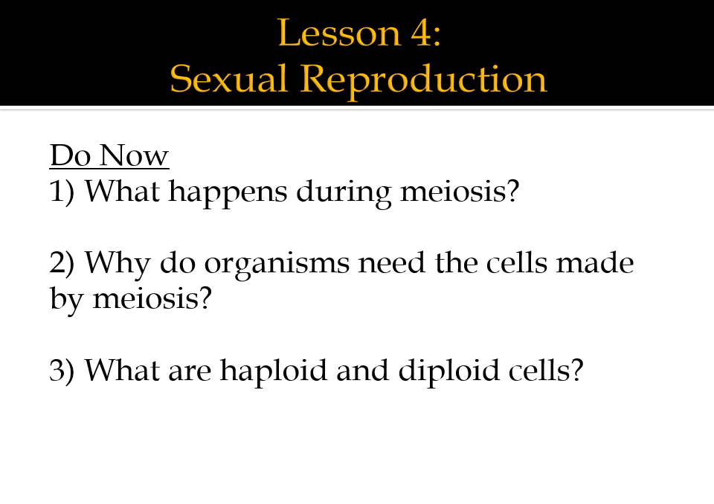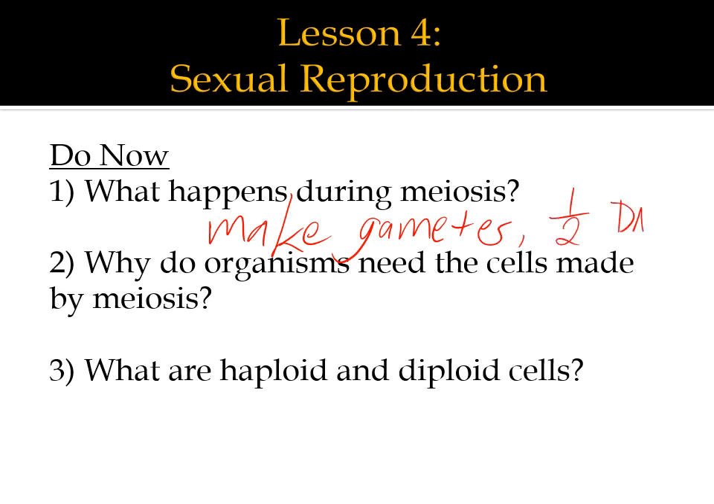So just for look at some questions quick. What happens during meiosis? You make gametes. Remember, gametes are those reproductive cells, either egg or sperm, and they have half the correct amount of DNA. So in human beings, our gametes, our egg or sperm cells, have 23 chromosomes, where all of our normal body cells have 46 chromosomes. Why do organisms need the cells made by meiosis?